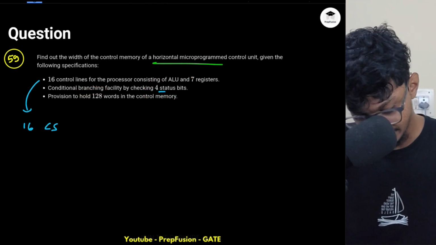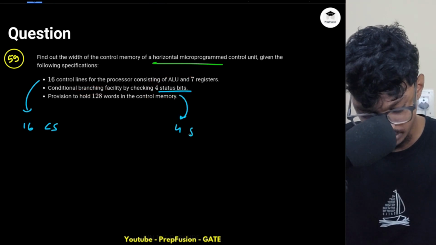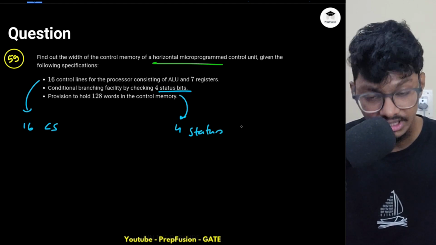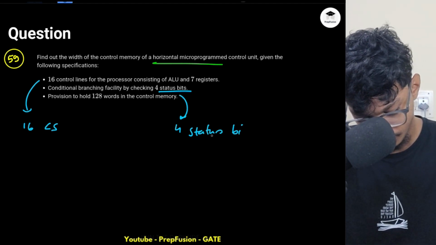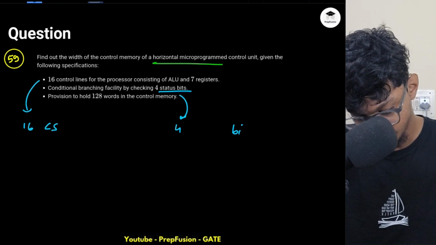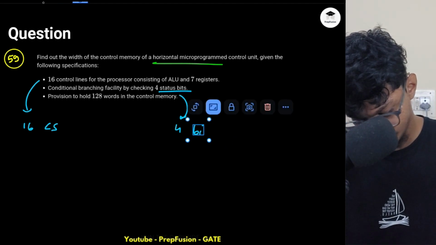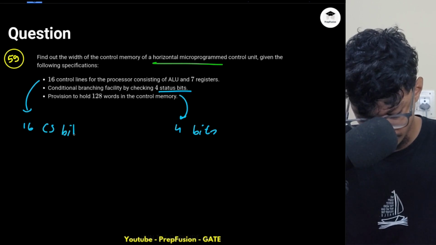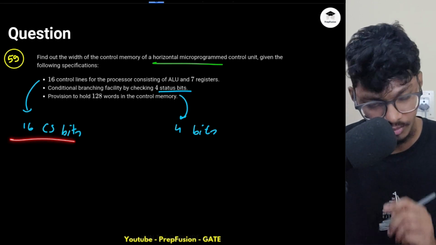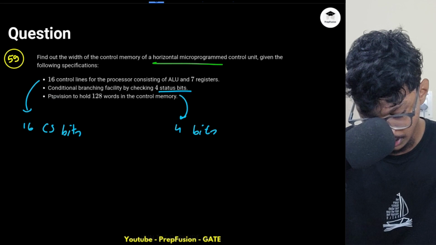So I will have 4 status bits. I will have to provide 4 status bits according to which the control unit will branch. So this is 4 bits here, and here, 16 control signal bits. I'm using horizontal, so I have to provide all the bits. I cannot use decoding logic.